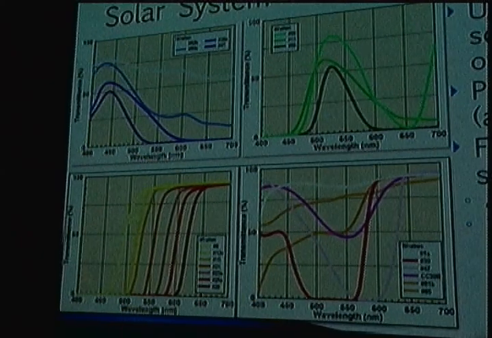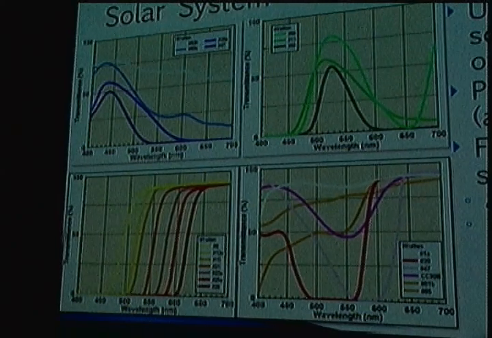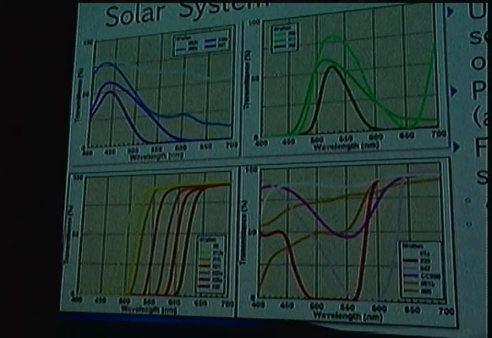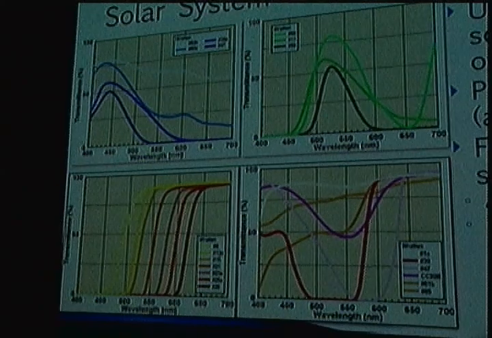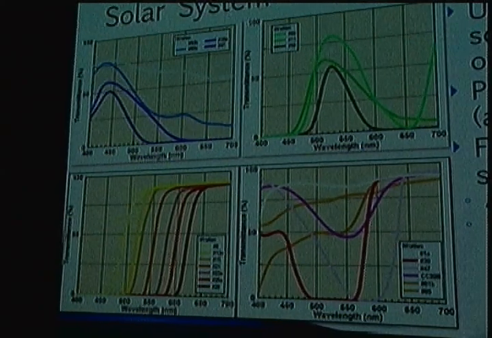And finally, the plot in the lower right, they're all some more unusual color filters that are still used for planetary work. So any filter that has a magenta or purple color, they are essentially green blocking filters.